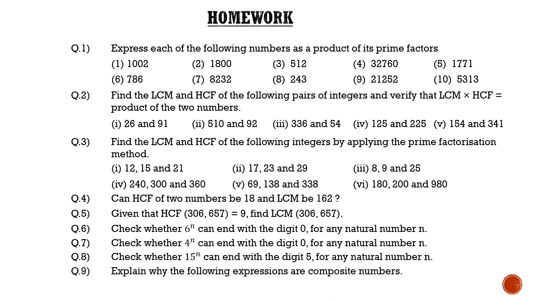Then question number 9: explain why the following expressions are composite numbers. I have given 3 questions in it. You just have to write the given expressions as the product of two positive integers. That is sufficient to say that they are composite. So we will express given expressions as a product of two positive integers other than 1. 1 should not be there. You cannot write 1 into something and say that this number is composite. Getting it? So this is your homework.